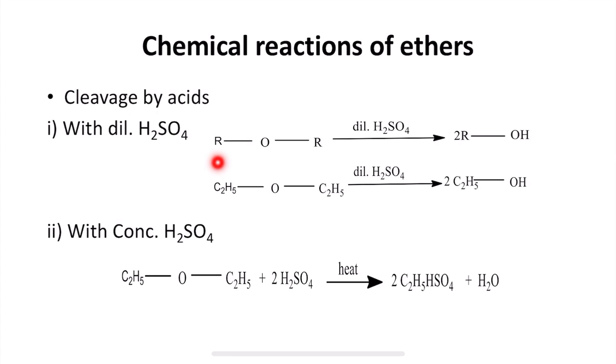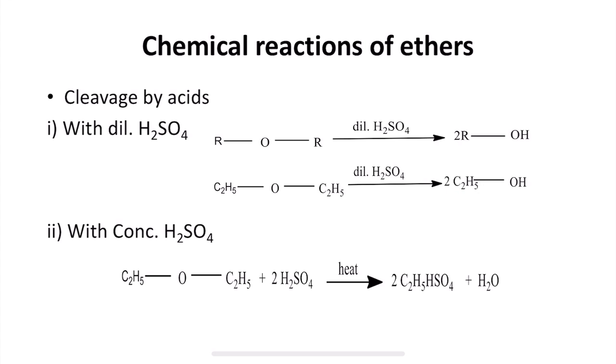How is it formed? Say, for example, ROR in the presence of dilute H2SO4 gives 2ROH. So this is an alcohol. Another example, that is C2H5OC2H5, in the presence of dilute H2SO4 gives 2C2H5OH. So it is also called ethyl alcohol or ethanol.